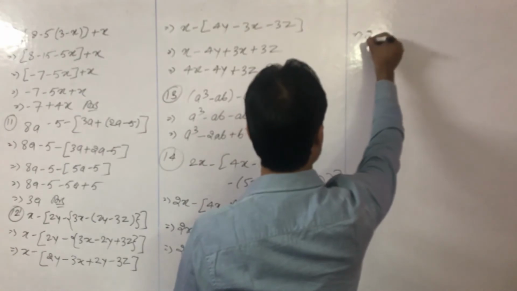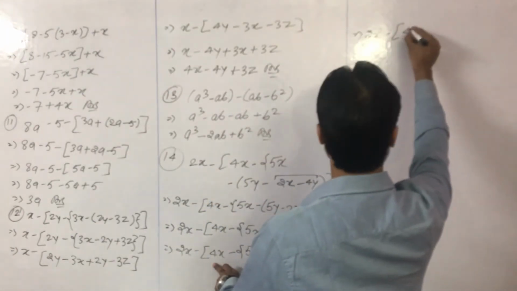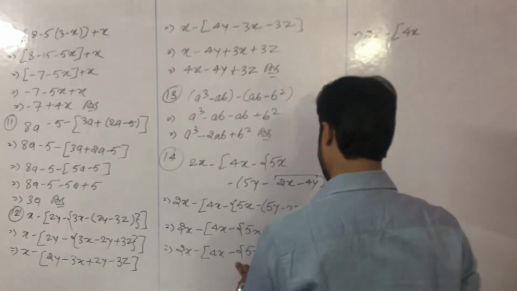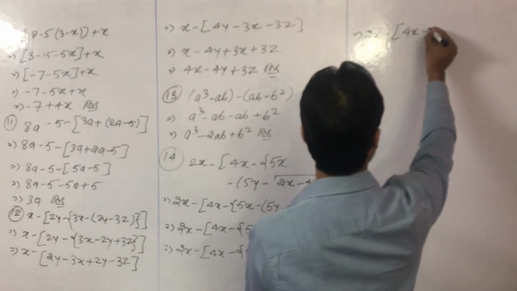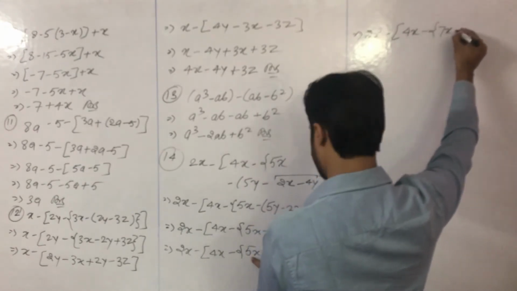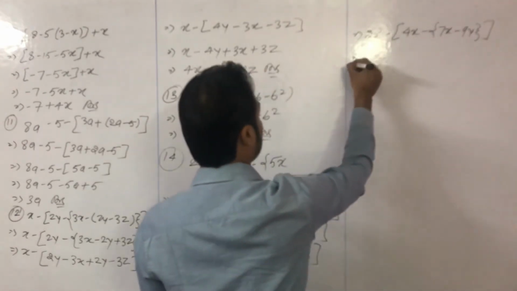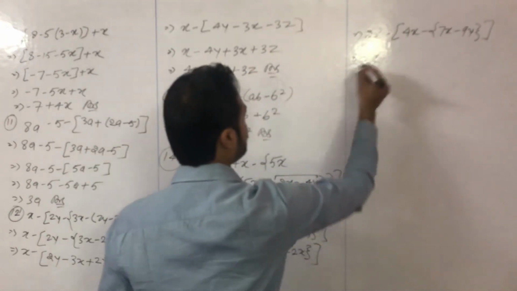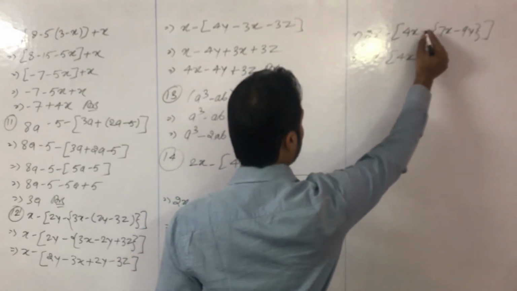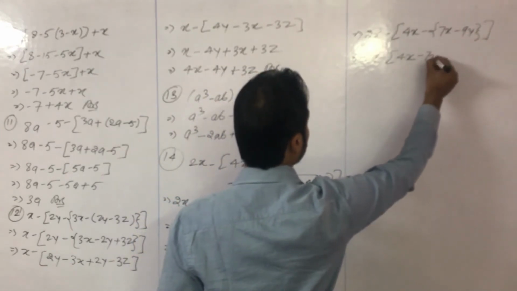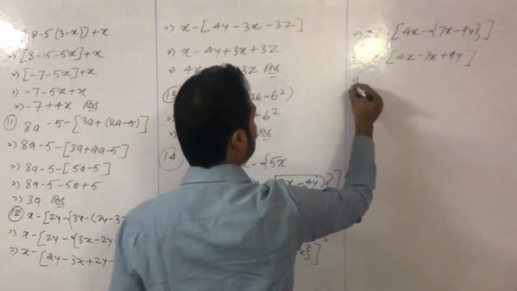Now in the next line 2x minus, in bracket 4x and minus, so 5x and 2x, 5 plus 2 is 7x, so minus in curly bracket 7x minus 9y. Again in the next step we'll write 2x as it is minus 4x, and minus sign before bracket, so minus 7x, minus minus plus 9y.